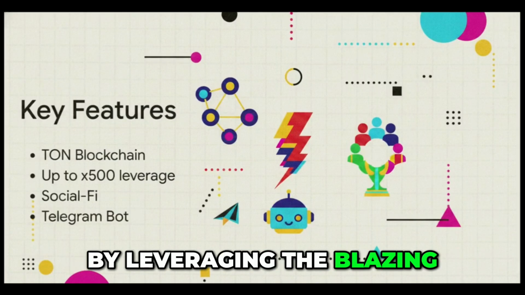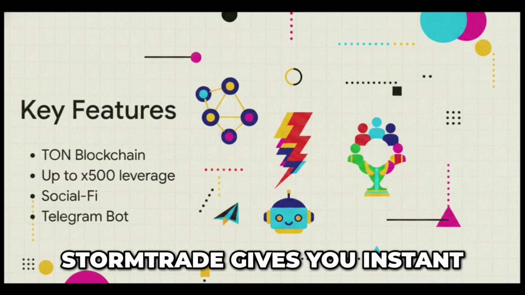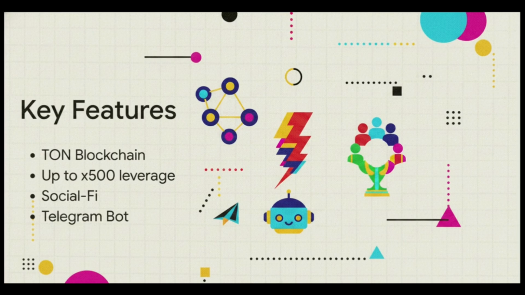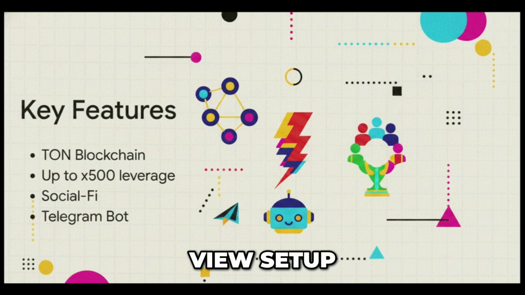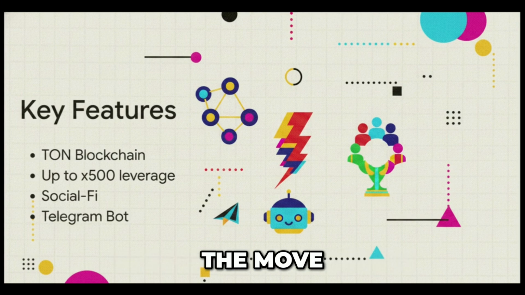By leveraging the blazing speed and incredibly low fees of the TON blockchain, StormTrade gives you instant execution. But take a look at that third point, social fi mechanics. This is exactly how they're planning to onboard the next 10 million users. They're weaving squad trading tournaments, NFT collections, and copy trading right into a social app we use every single day. And hey, if you still want that classic desktop trading view setup, they have a dedicated web app for that, or you can just stick to the Telegram bot when you're on the move.